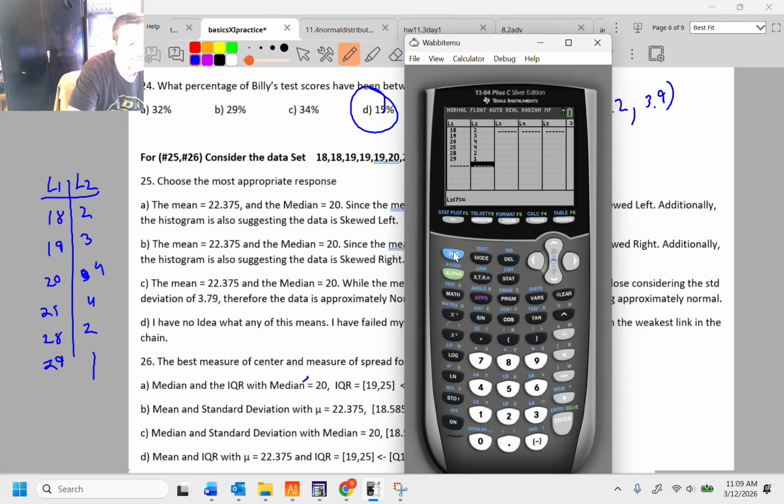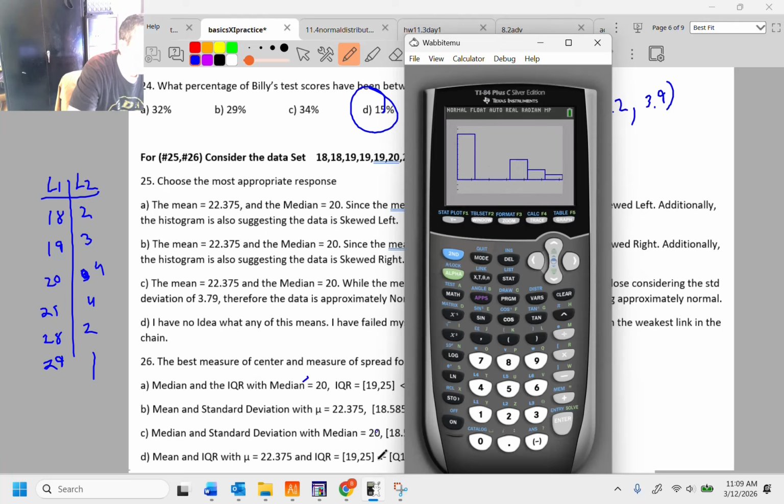I want to look at the histogram, so I'm going to go to second y equals. I'm going to turn plots on. I'm going to choose the histogram. I'm going to scroll down to frequency. I'm going to hit second 2. That turns on the frequency list. I'm going to do a zoom 9.